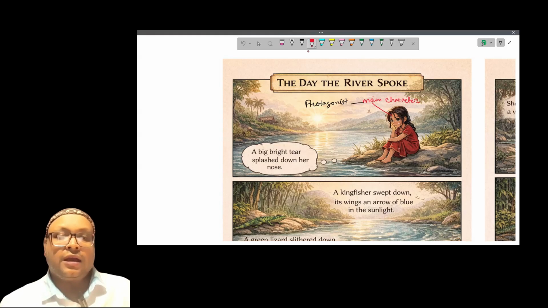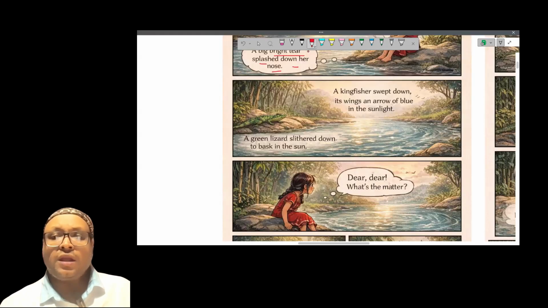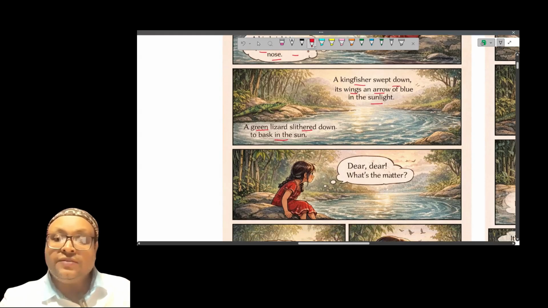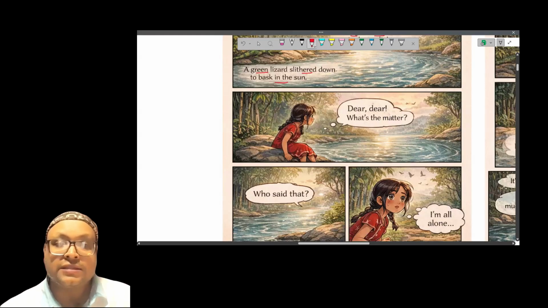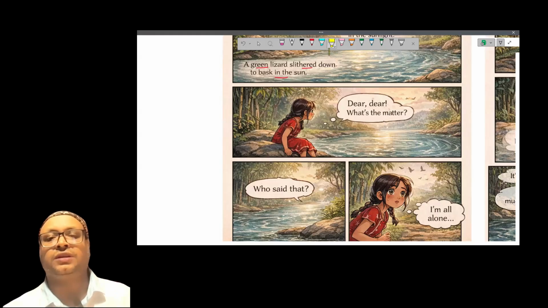She had a bright tear splashed down her nose. Why? She was not going to school. There was a kingfisher which swept down its wings, an arrow of blue in the sunlight. There was a green lizard which slithered down to bask in the sun. So she was by the river, and suddenly there came a noise. Somebody is talking.